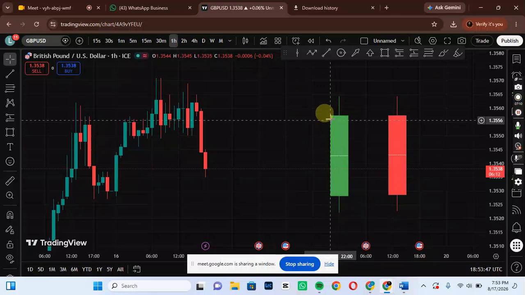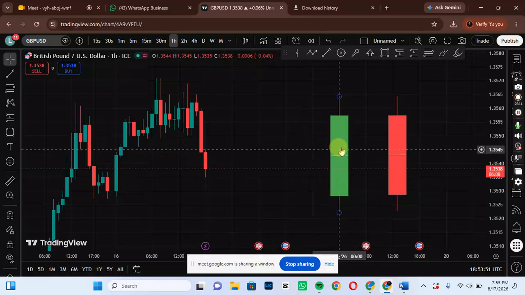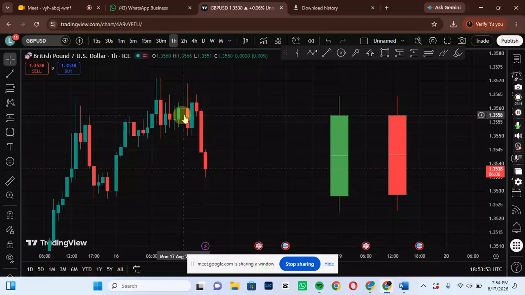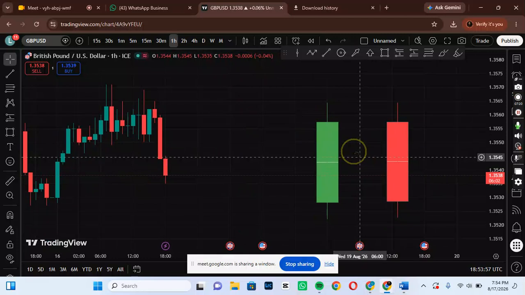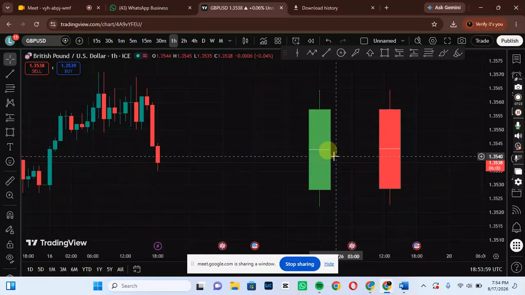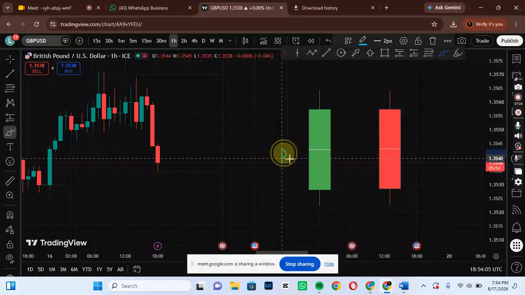Now you've seen we've been able to identify it. Now we have the red candle, which is this one. We have the green candle, which is this one. You understand? So now we have these two candles, and these candles constitute of a wick and a body. This is the body of the candle. This is the body of the candle.